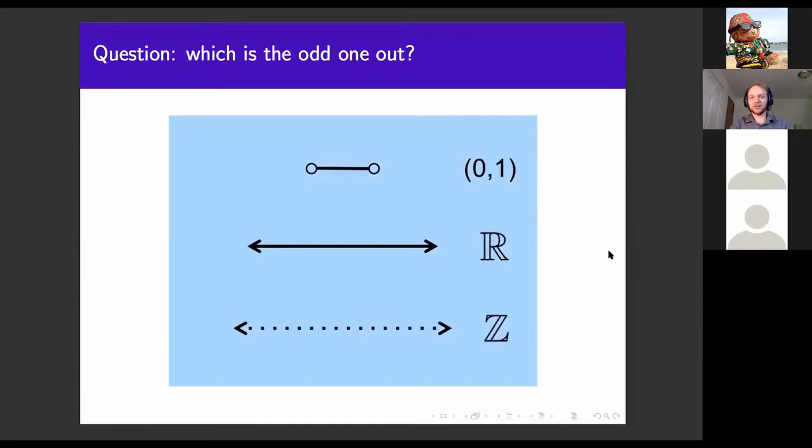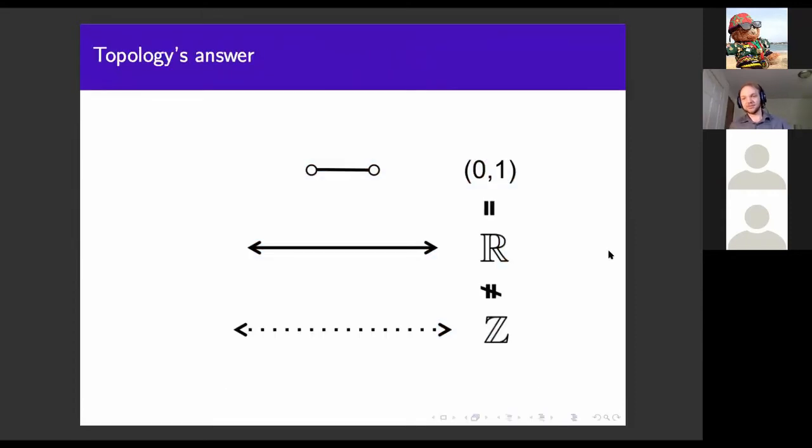So that answer is what topology says. Topology says that the real line and 0, 1 are similar.